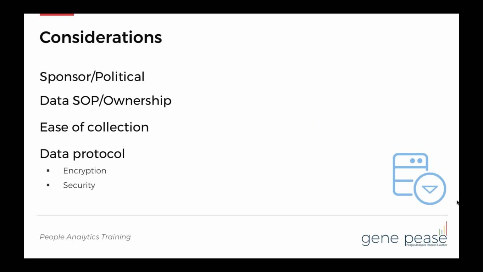Now I want to go back and talk again about some of these considerations with data. As you're pulling the data and organizing it, have you really lined up your sponsor and then some of the political asks you have? Because some of this data may come from outside, not only HR, but outside the company. Have you re-evaluated the standard operating procedures for data handling, and who owns that? How hard or difficult is it going to be? That will absolutely affect your timelines. And then make sure you've got some data protocol for security and encryption of that data.